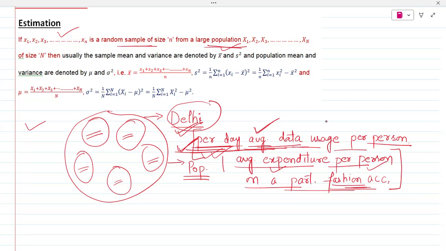Again, it is not possible that I go to every citizen of Delhi and record his average expenditure on this fashion accessory. So once again, we will have different samples from different parts of Delhi, and from the expenditure of these samples, we will try to estimate the average expenditure per person on this particular fashion accessory.